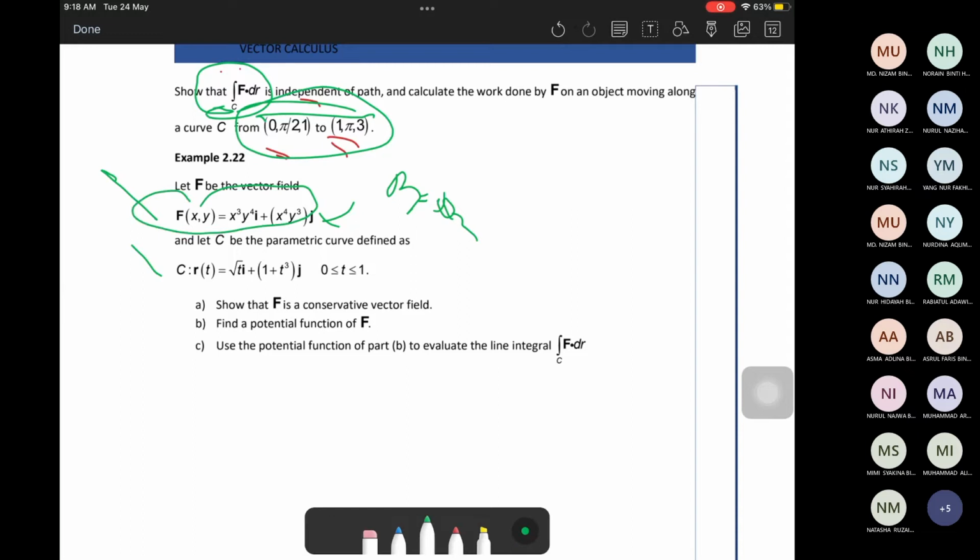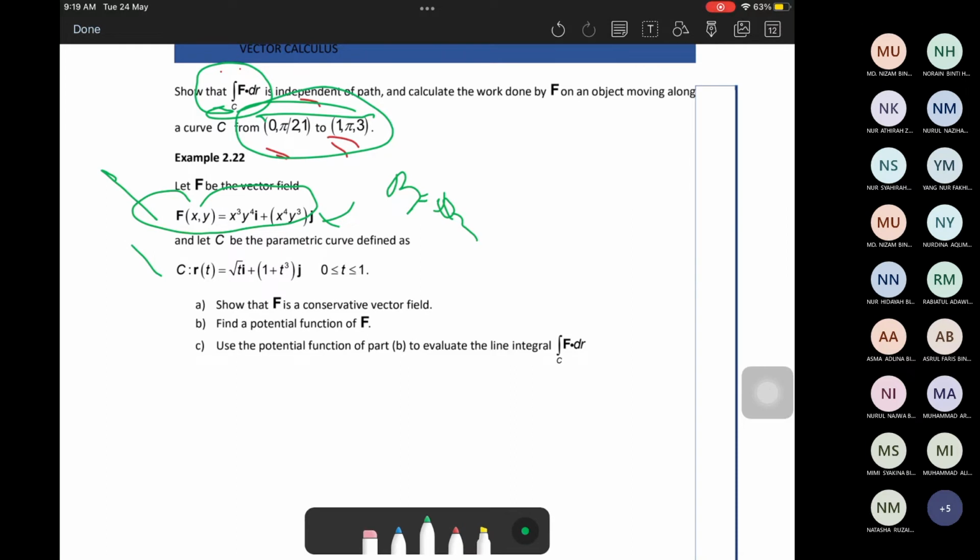Okay, next use the potential function of f of part b to evaluate the line integral f dot dr. So selepas awak dapat f, iaitu f kecil tu, then you can use the potential functions to evaluate the line integral.